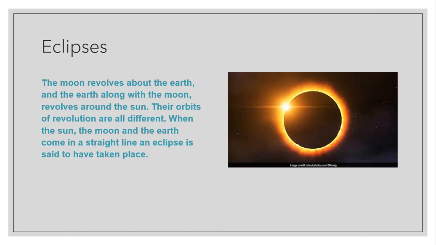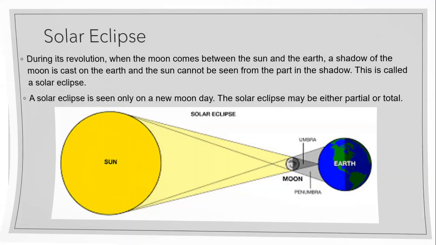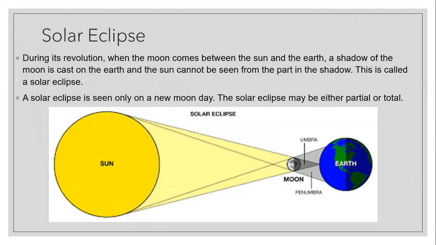Next, what we are going to discuss are eclipses. The moon revolves around the earth, and the earth, along with the moon, revolves around the sun. Their orbits of revolution are all different. When the sun, the moon, and the earth come in a straight line, an eclipse is said to have taken place. The first one which we are going to discuss is the solar eclipse.